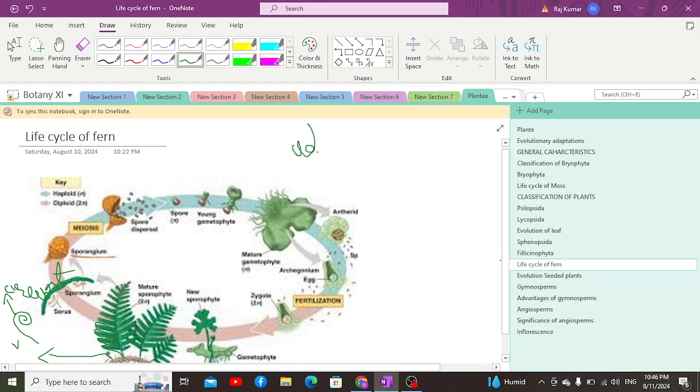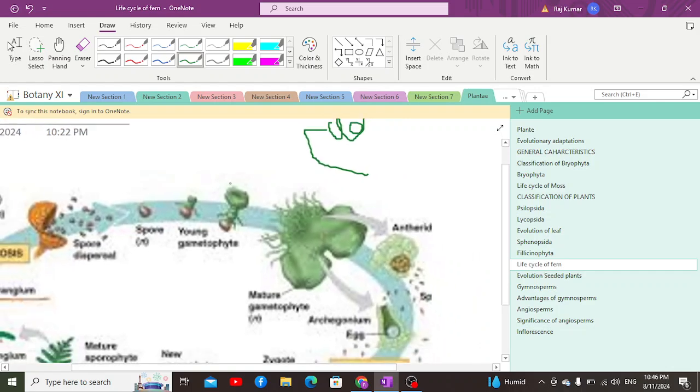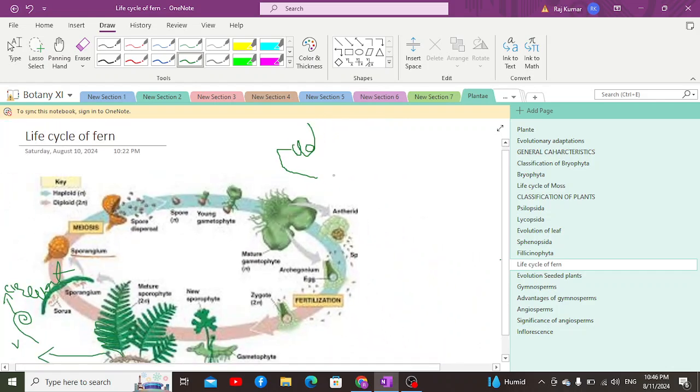Examples of ferns are many: Adiantum, Pteris, Pteridium, and Dryopteris. All of these are examples of ferns. Now, all of these have some basic characteristics which are quite similar, which we are going to discuss in this life cycle. But first, we discuss the sporophytic generation.